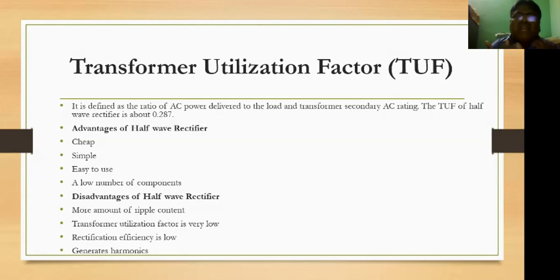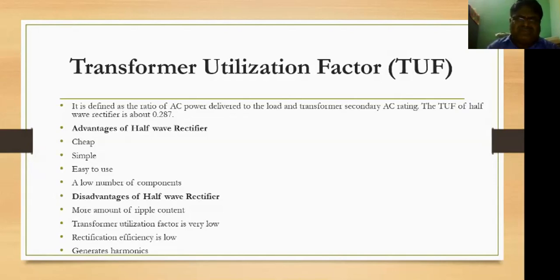Okay. Next, advantages of the half-wave rectifier. The half-wave rectifier is very simple and easy to use. Simple means only one diode, one resistor, one transformer. The components are very simple and very few. That's why it is very simple. The cost is also very cheap, and it is very easy to use. A low number of components is the other advantage of the half-wave rectifier.